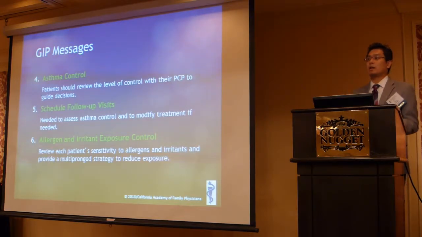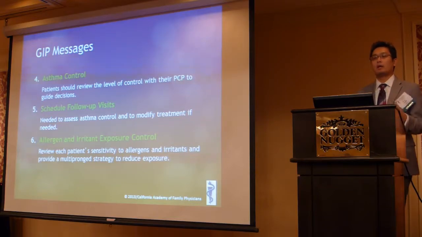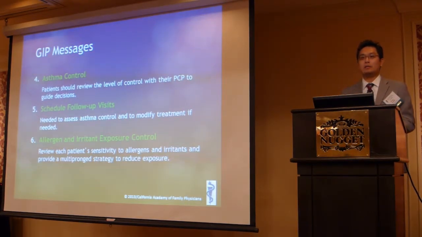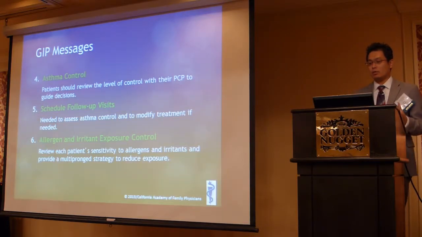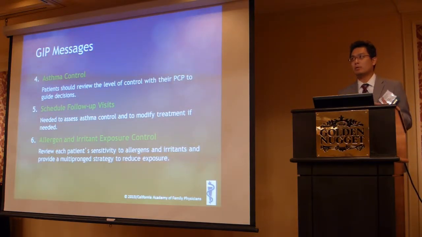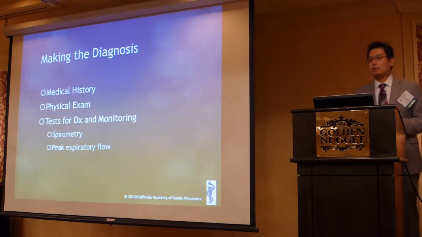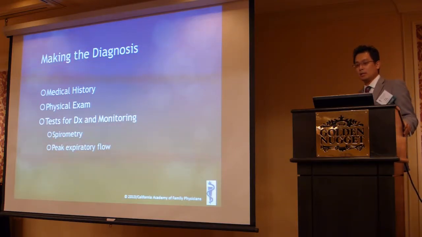Asthma control, talking really about controlling symptoms. This drives everything. When patients are uncontrolled, they end up utilizing the urgent care, the ER, hospitalizations, mortality. So we want to work on asthma control. Scheduling follow-up visits, and then reducing allergen and irritant exposure. We'll talk a little bit about each of these, but those are the 6 main messages from the GIP.